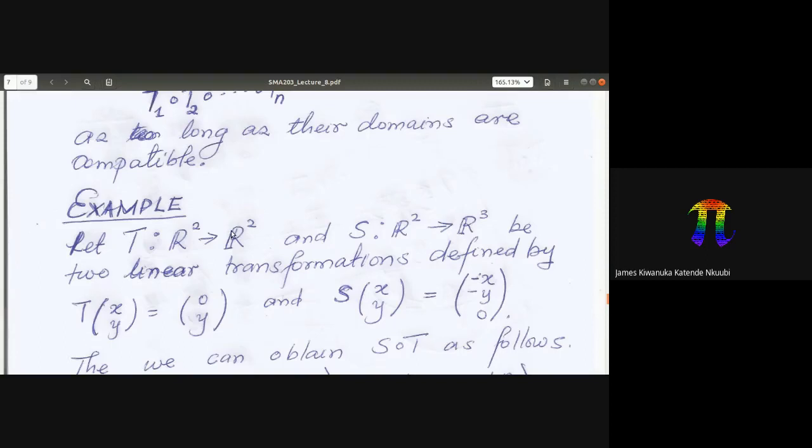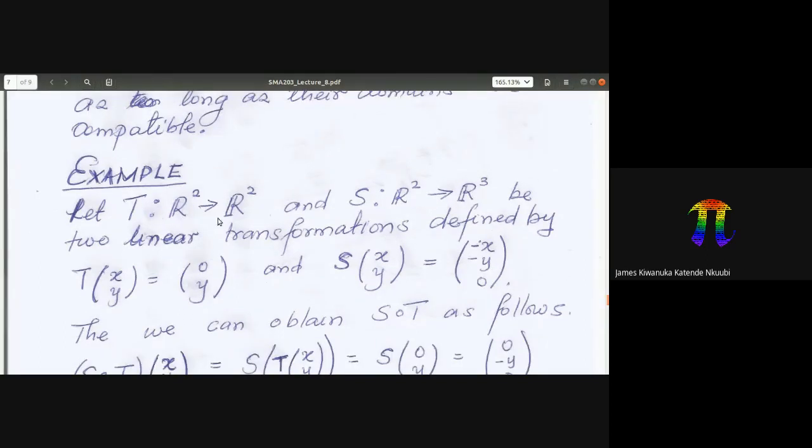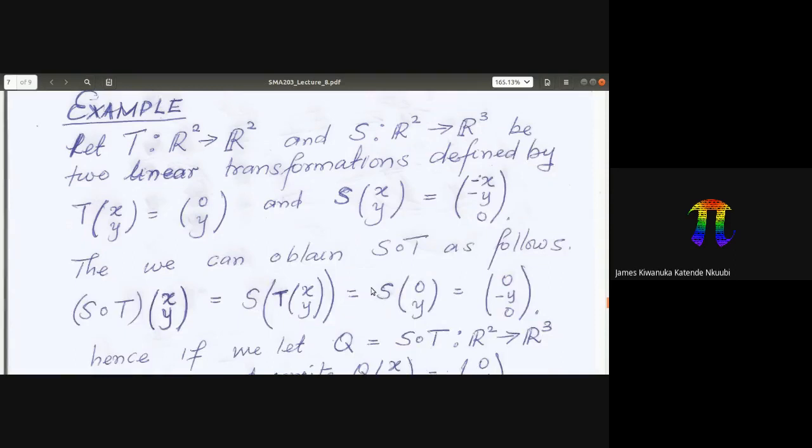So here is an example. We have two maps. T is a map from R2 to R2, and S is another linear map from R2 to R3. So this means we can get the composition of S and T, because S of T simply means T acts first, followed by S, so that T sends vectors to R2, and S will pick up from R2 and send the vectors to R3. So we define these two linear transformations as this: T(x, y) sends vectors to (0, y), and S(x, y) sends vectors to (-x, -y, 0).